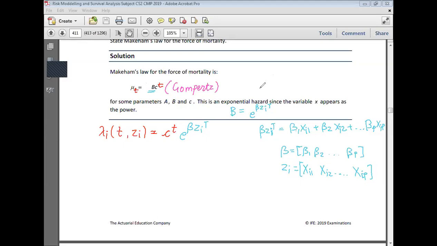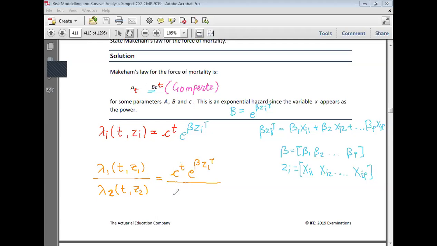Okay, so now let us say I want to compare two particular individuals. One is individual 1 and the other is individual 2, so I'll have z1 and z2. If 1 denotes male and 2 denotes female, and you want to see the ratio of these hazard functions, then for this individual we have c raised to t, e raised to beta z1 transpose.